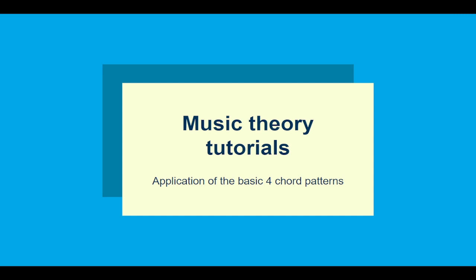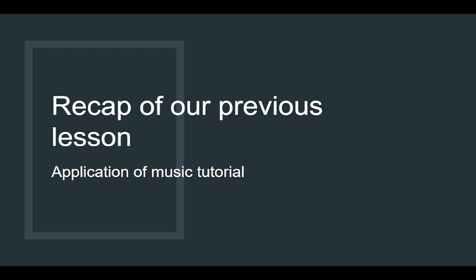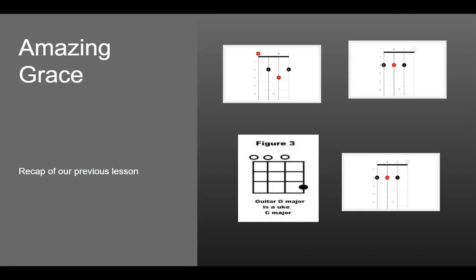This time, let's put it into actual practice by making this Amazing Grace. Let's make the basic four chord patterns. Now, the recap of our previous lesson. Amazing Grace is in the key of G. So instead of D A G A, we are going to use G D C D. Let's repeat that: G, D, C, and D.